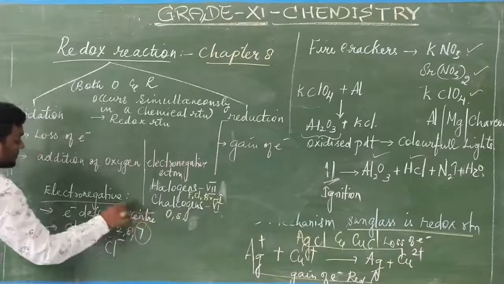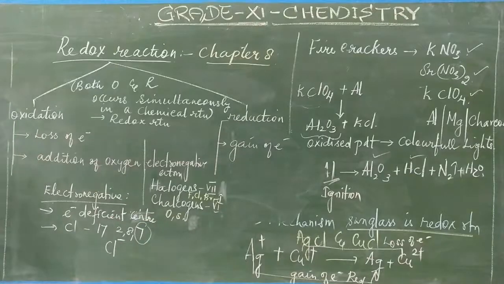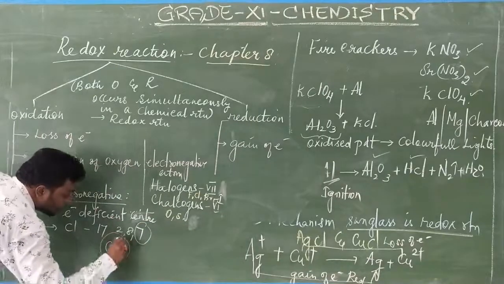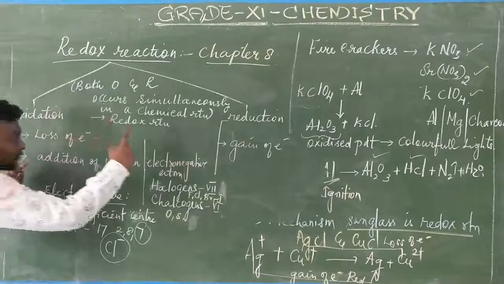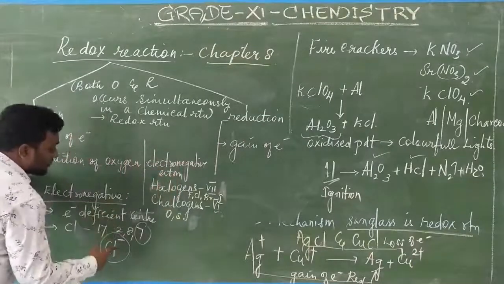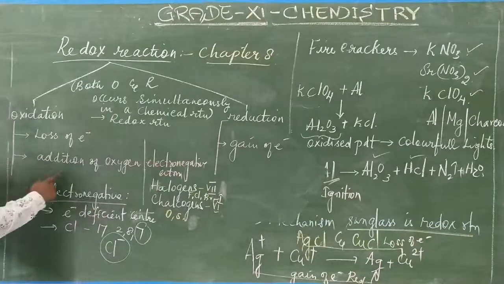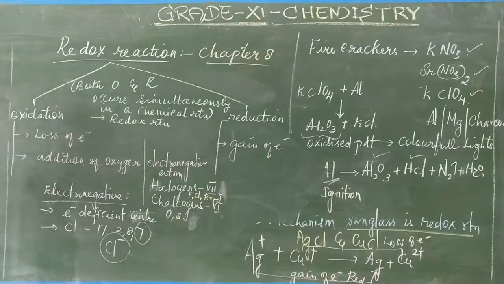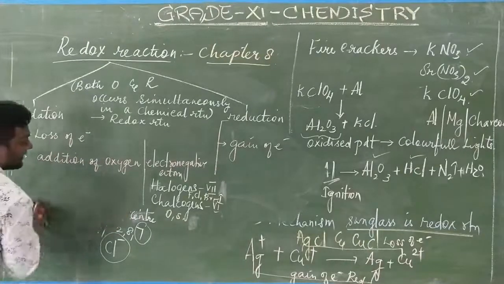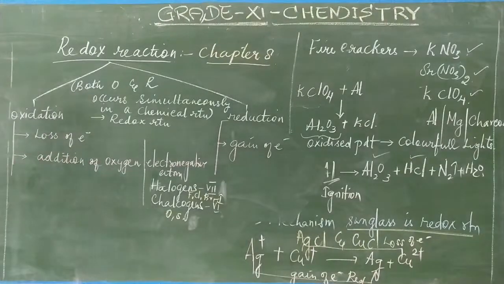We are calling this electronegative. Now chlorine is electronegative in nature. Now an electronegative atom, or an atom which is electron deficient, when you add it, we are calling it oxidation. So what is oxidation? Addition of oxygen and similarly addition of electronegative atoms like halogen.